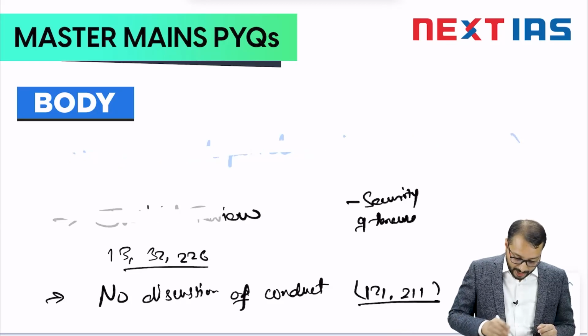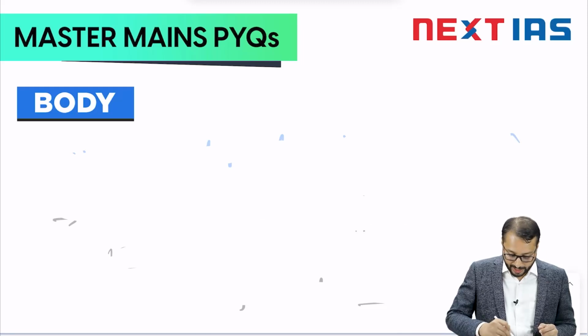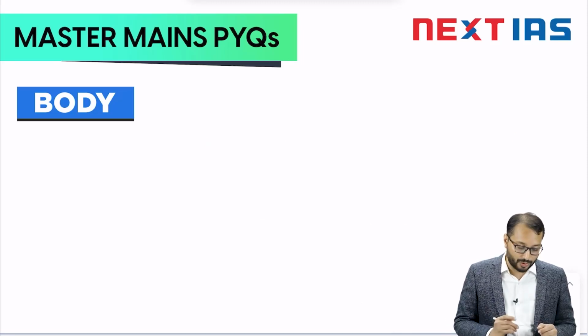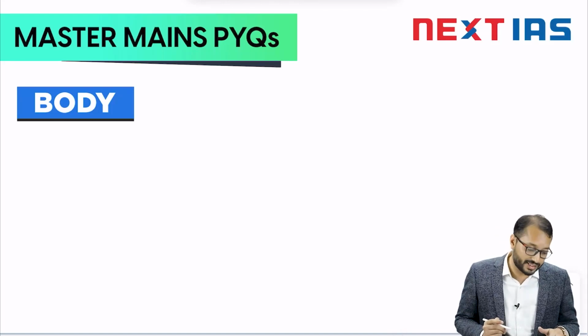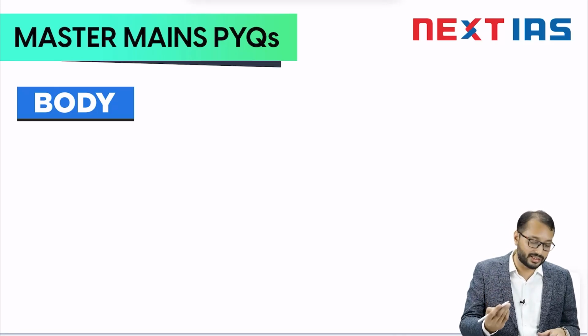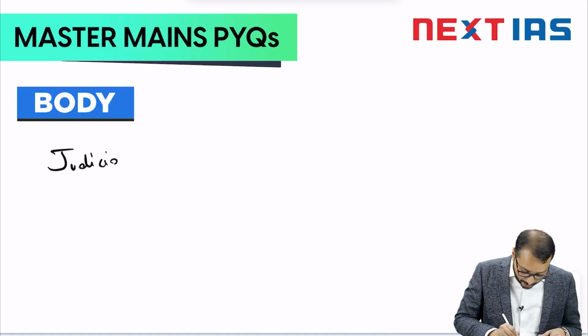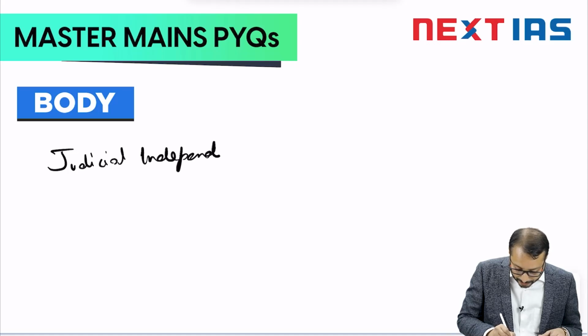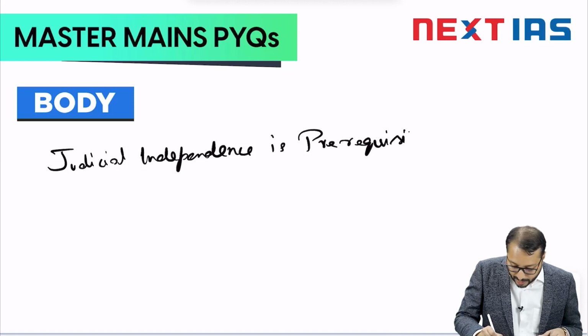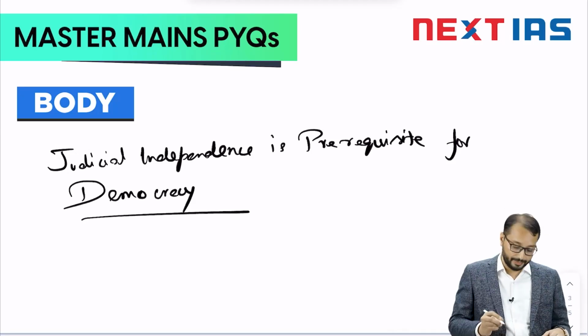The second part is, now that we have established judicial independence under the Indian Constitution, right, we have to move to how this constitutionally guaranteed judicial independence is a prerequisite for democracy. So the heading is: how judicial independence is a prerequisite for democracy. Right, this is the heading.